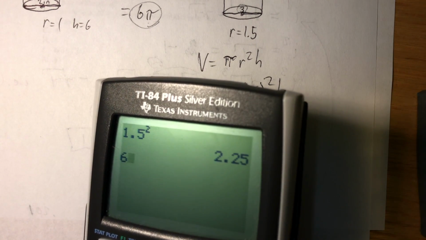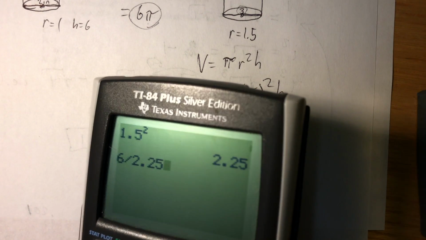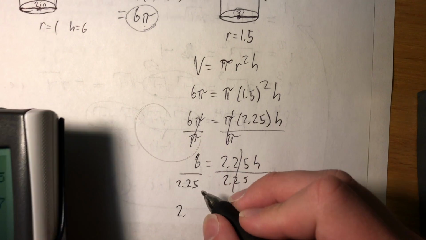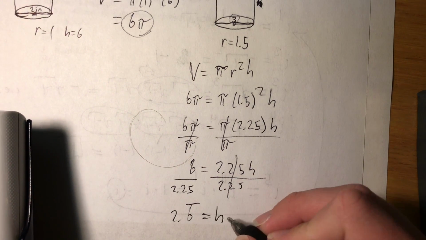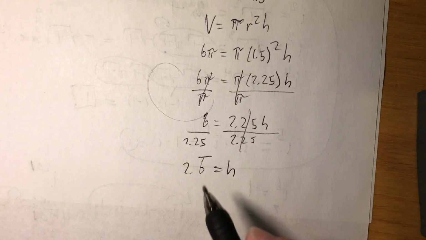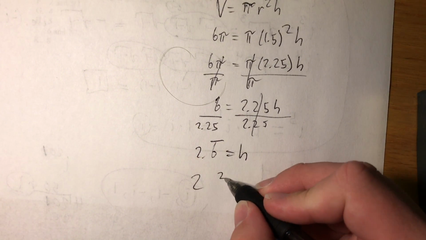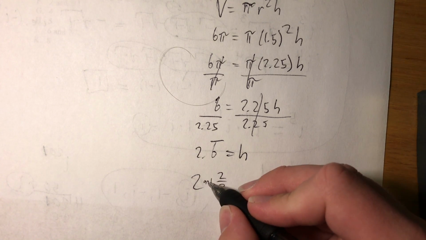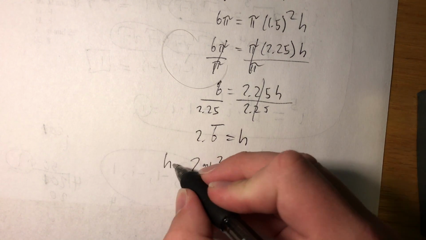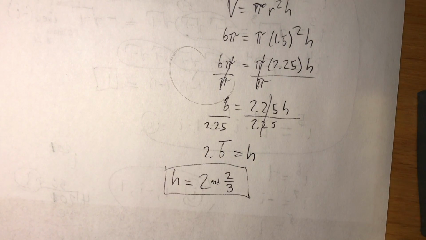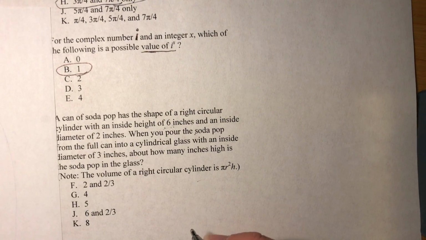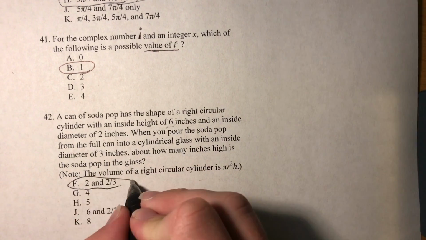Ooh, 6 divided by 2.25. 2.66666. Okay, 2.6 repeating equals h. And it looks like our answers are in fraction form. So this in fraction form would just be 2 2/3. 1/3 would be 0.3 repeating, 2/3 is 0.6 repeating, and so that's our h, which is what they're looking for. Let's see if it's one of our answer choices. It looks like it is, 2 2/3. Perfect.